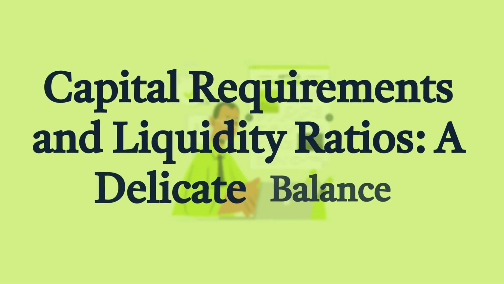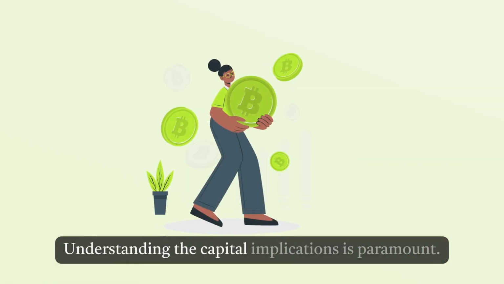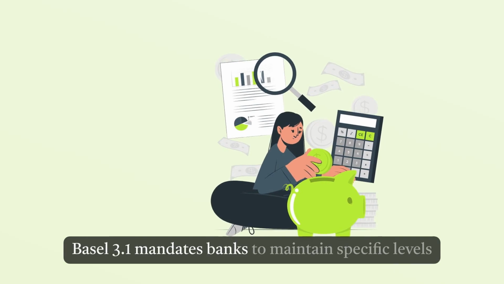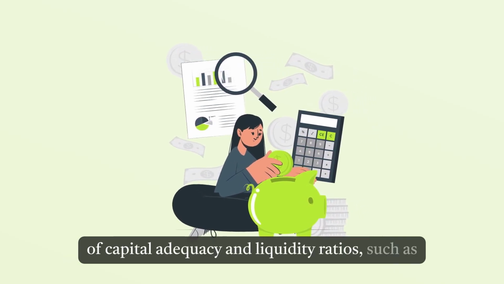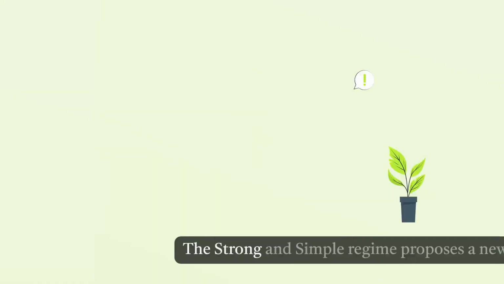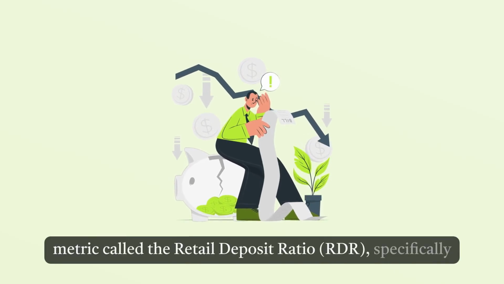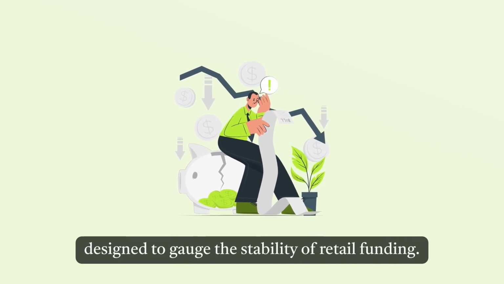Capital requirements and liquidity ratios, a delicate balance. Understanding the capital implications is paramount. Basel 3.1 mandates banks to maintain specific levels of capital adequacy and liquidity ratios, such as the Net Stable Funding Ratio, NSFR. The strong and simple regime proposes a new metric called the Retail Deposit Ratio, RDR, specifically designed to gauge the stability of retail funding.